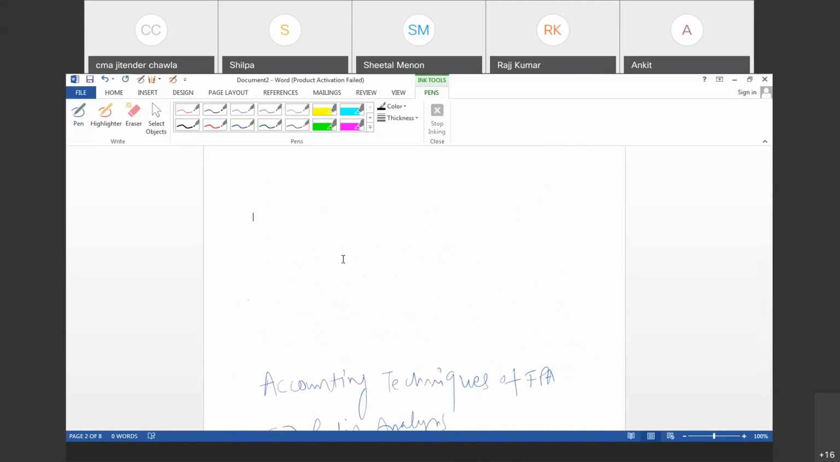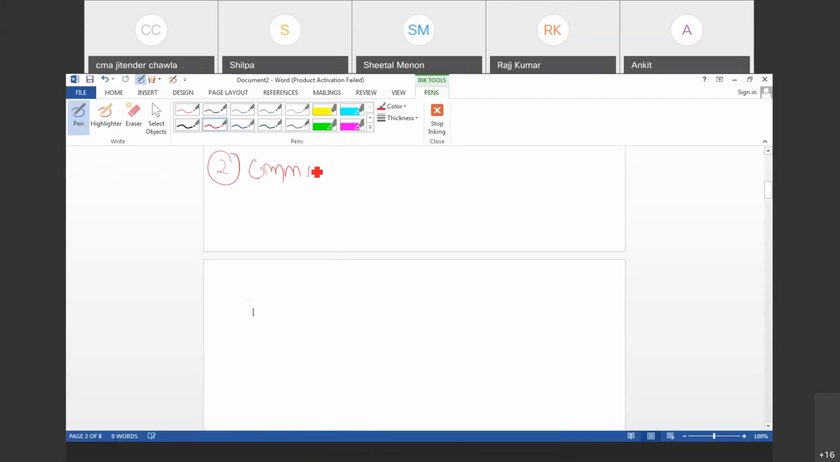This is the first analysis, accounting ratio. Can you tell me the second? Second is, have you prepared a common size statement? Common size statement.